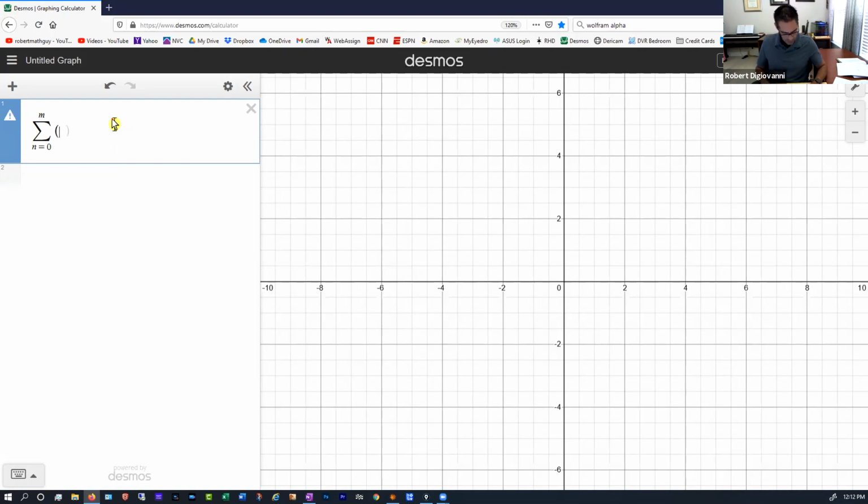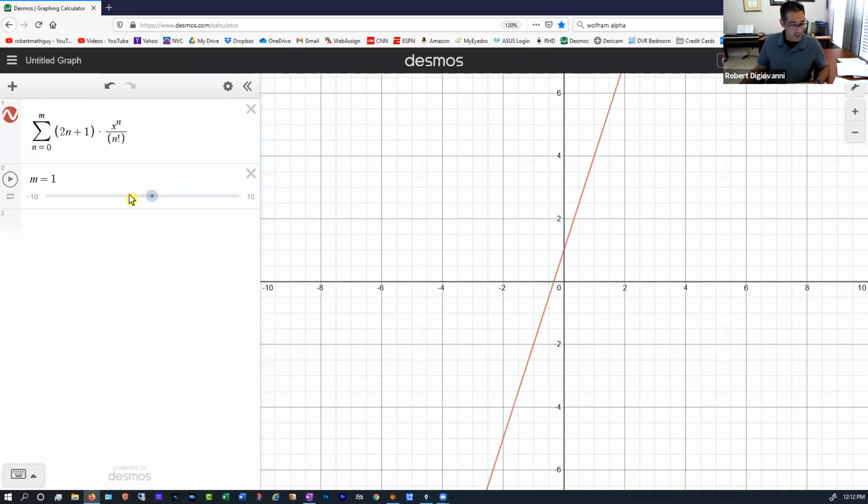And then what was it? It was 2n plus 1 times x to the n, all of that divided by n factorial. Oh, it did it. Okay, let me do something else. M is going to go from 1 to, let's go 100, stepping by 1. Okay, so do y'all see right now that this is graphing? This is graphing some. I have to let m get bigger.